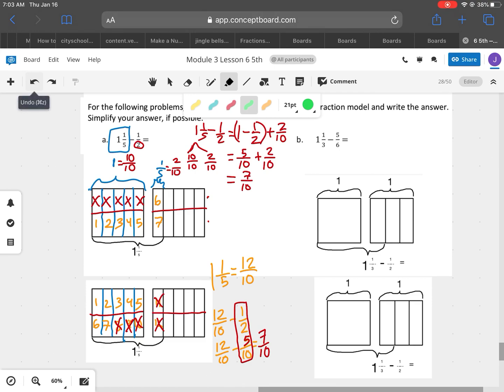Let's go to one that's a little more intricate. Here we have 1 and 1. Oops, sorry about this, that's wrong. Here we have 1 and 1/3 minus 5/6. Okay? So this whole thing here, from here to here, is showing me the 1 and 1/3.